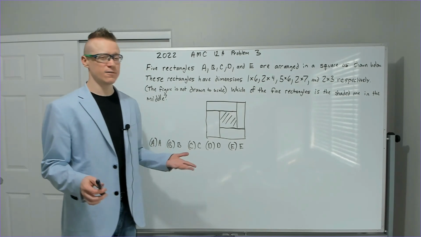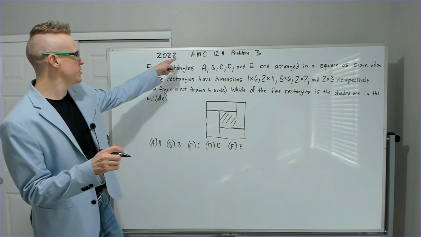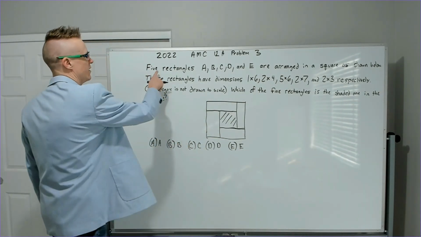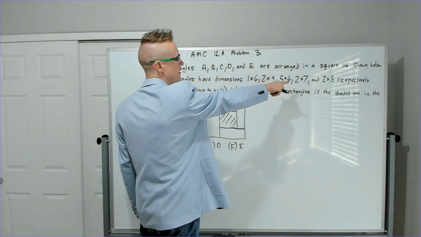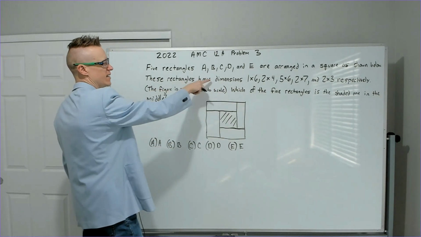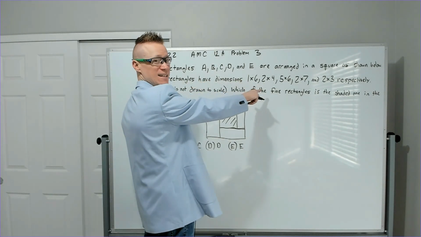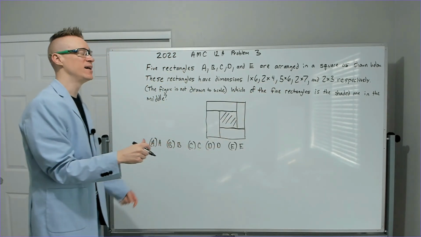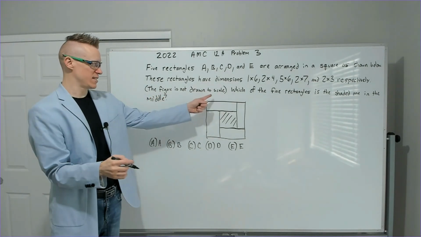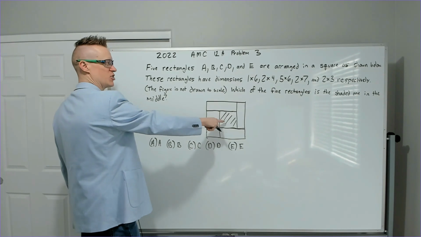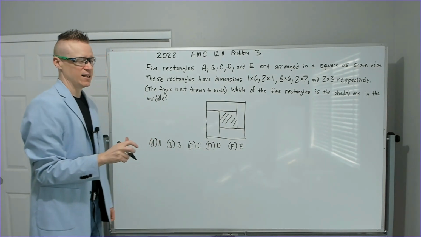And we are filming 2022 AMC 12A, problem 3. 5 rectangles, A, B, C, D, and E are arranged in a square as shown below. These rectangles have dimensions 1 by 6, 2 by 4, 5 by 6, 2 by 7, and 2 by 3, respectively. The figure is not drawn to scale. Which of the 5 rectangles is the shaded one in the middle?